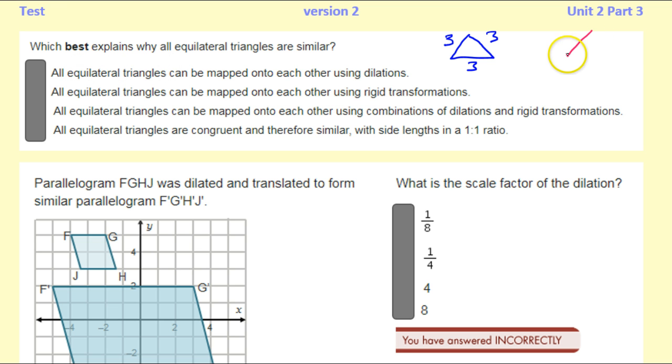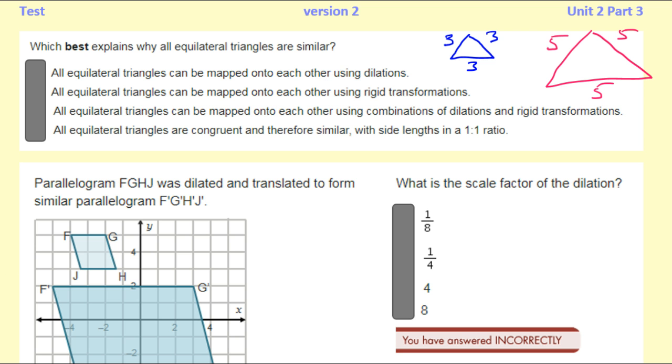And then let's say I had another equilateral triangle that was 5, 5, and 5. These would automatically be similar, but why? Okay, so let's go through and see which of these things are true. All equilateral triangles can be mapped onto each other using dilations.